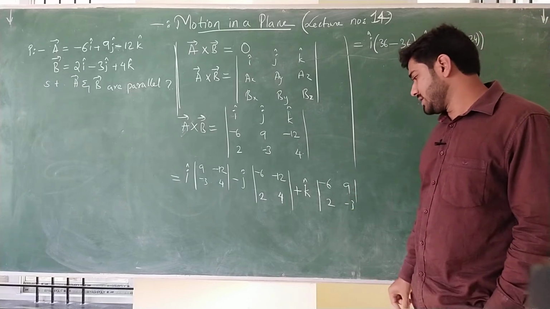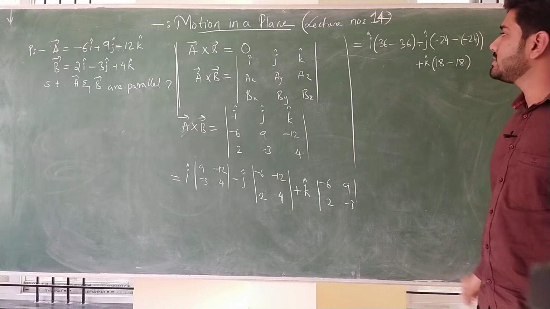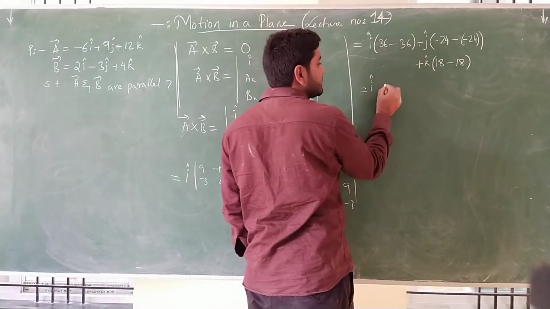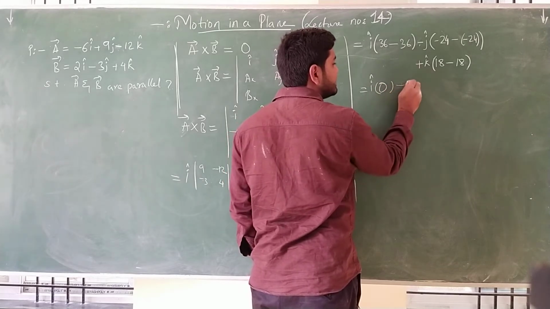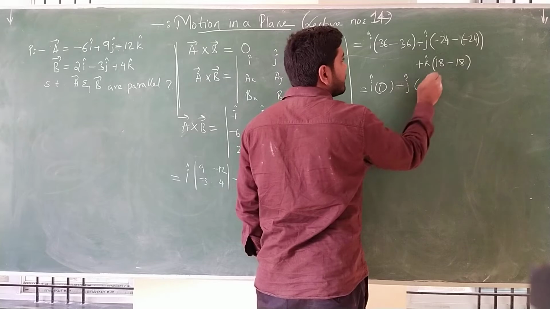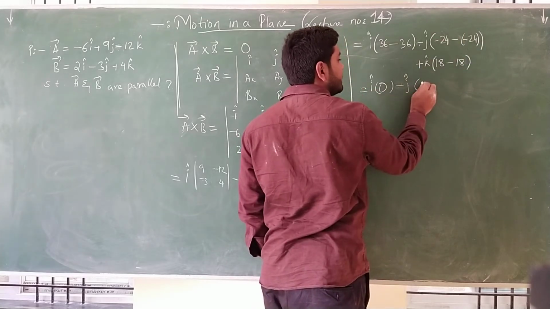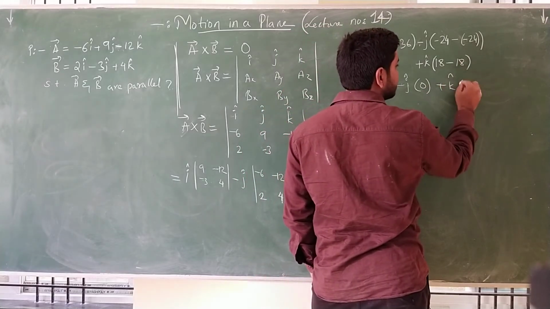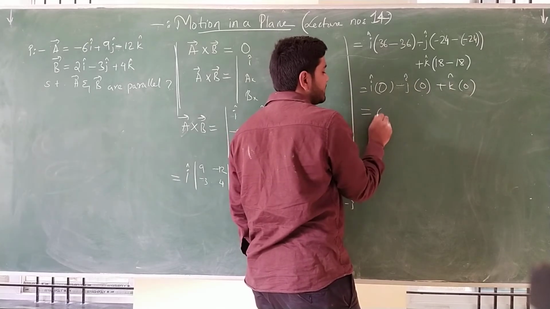9 into 2 is 18, so minus 18. Done. Now just see, i cap: 36 minus 36 is 0. Minus j cap, minus into minus plus, so this 24 minus 24 will be 0 again, plus k cap into 18 minus 18 is again 0. So i into 0, j into 0, k into 0, so finally the answer is 0.